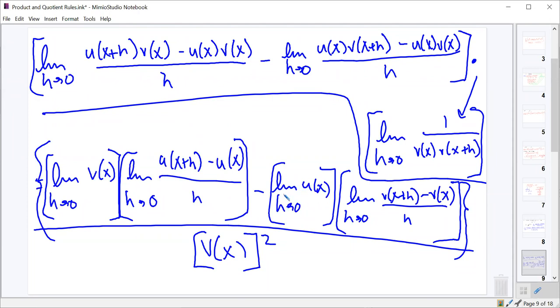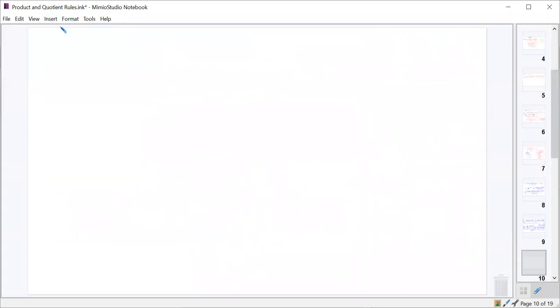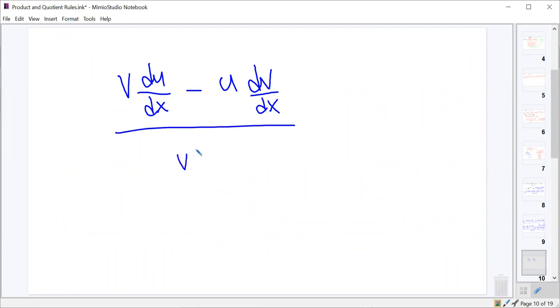What about this piece right here? u of x. And what about this one here? Derivative of v of x. So we should finally end up with our final result, which is v times the derivative of u minus u times the derivative of v all over v squared, v of x squared. That's our quotient rule. Any issues or questions on that?